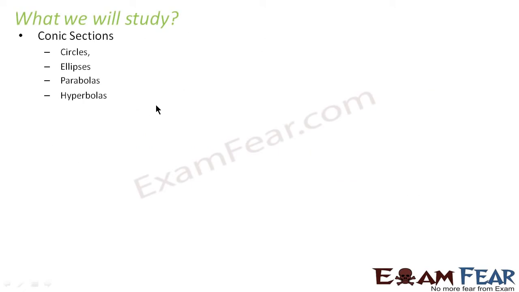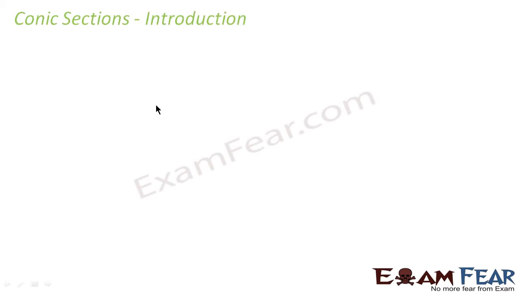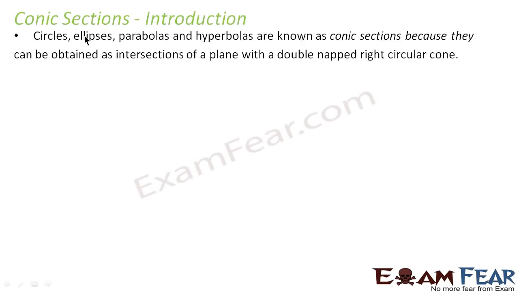We will study conic sections. In conic sections, we will study circles, ellipses, parabola and hyperbolas. What are conic sections? Circle, ellipses, parabola and hyperbolas are known as conic sections. And why are they called conic sections? Because they can be obtained as intersection of a plane with a double napped circular cone.